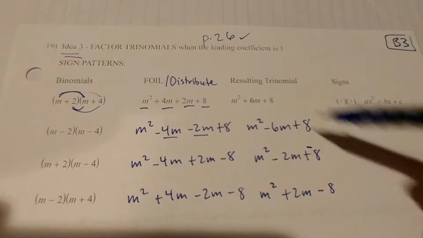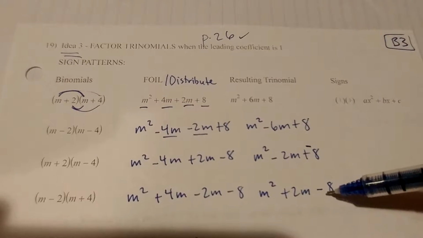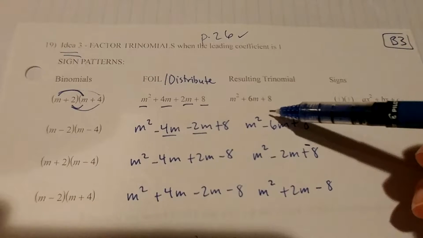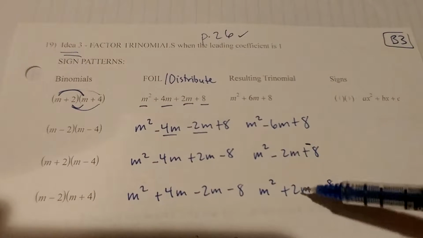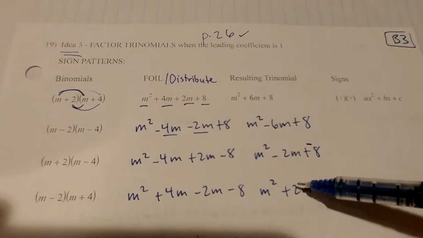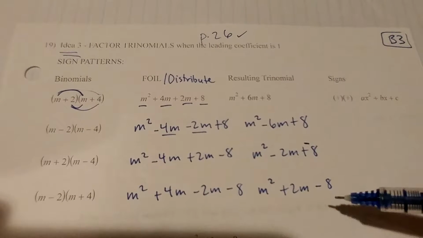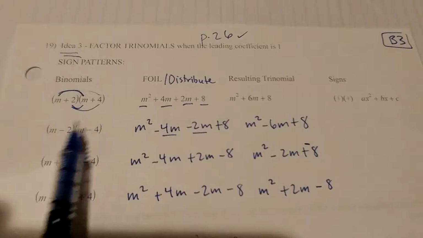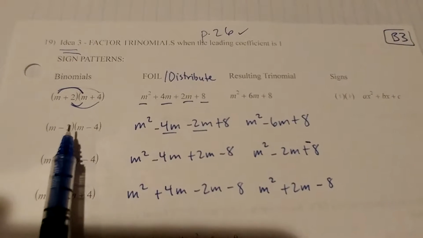Some of the 8s are positive, some of the 8s are negative, and 2 of the middle terms have a 6m, one positive, one negative. 2 of the middle terms have a 2m, one positive, one negative. Okay, now look at all of these. These all had an m and a 2 and an m and a 4, but the signs are different.